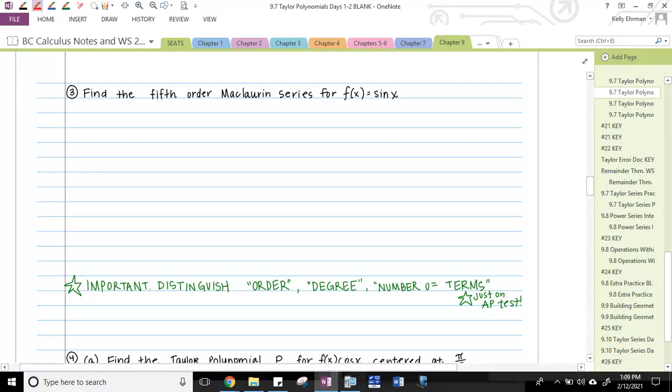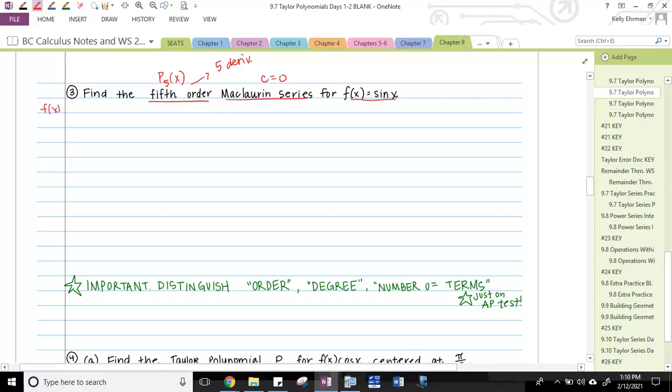Find the 5th order Maclaurin series for f of x equals sine x. Maclaurin tells me that c is 0. So instead of having x minus something squared, I'll just have x squared. 5th order means find p sub 5 of x, or 5 derivatives. It doesn't necessarily mean that I'm going to get an x to the 5th. It doesn't mean that I'll have 5 terms. We'll just have to see what happens. So let's start off this way.